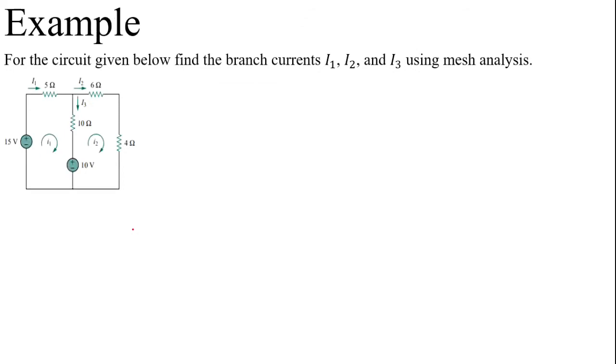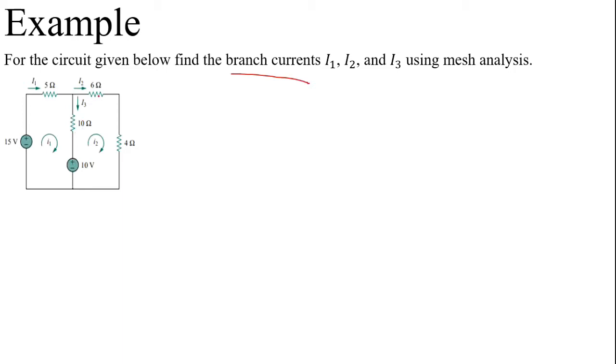So here is an example. The question says: for the given circuit, find the branch currents I1, I2, and I3. A branch current means a current which flows through a given branch. We have three resistors here. We are going to find the current flowing through this 5 ohm resistance, which is I1, the current flowing through this 6 ohm resistance, which is I2, and the current flowing through this 10 ohm resistor, which is I3.